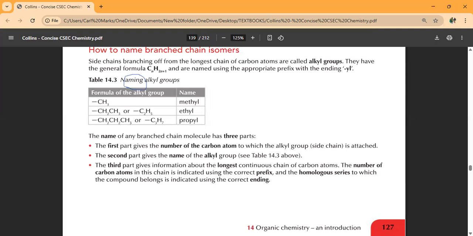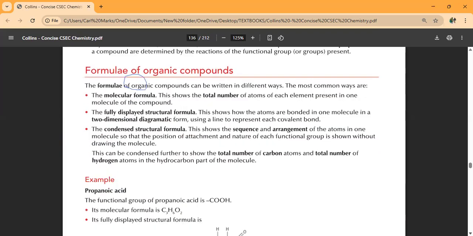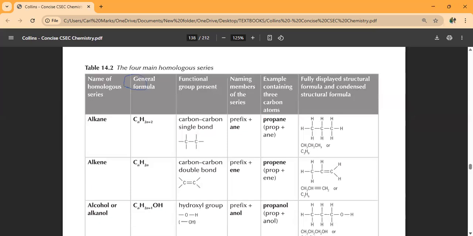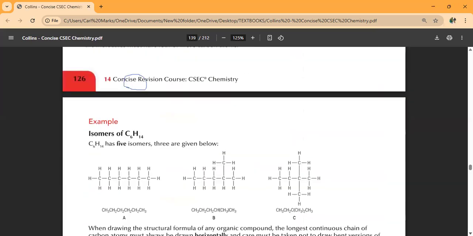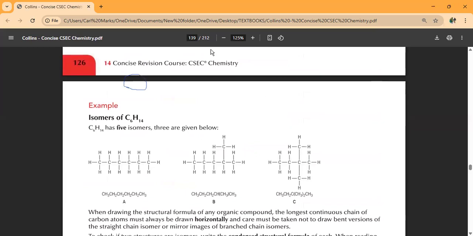So we're going to try to name this one here. We can name this isomer in the middle here. So that's the one we want to name, right? So keep that in mind. This isomer we're naming, this one. So first part of the group is what? What's the first part?